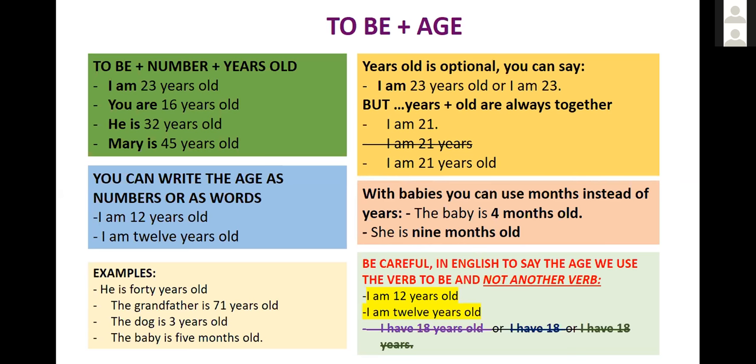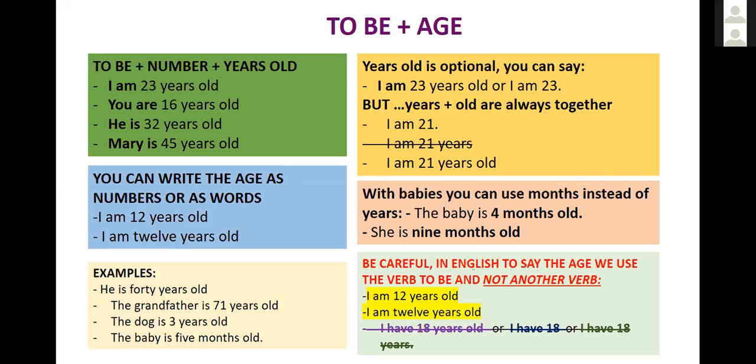Months old. Suena la S, ¿verdad? Months old. Excellent. Okay. Examples: he is 40 years old. The grandfather is 71 years old. The dog is 3 years old. The baby is 5 months old.